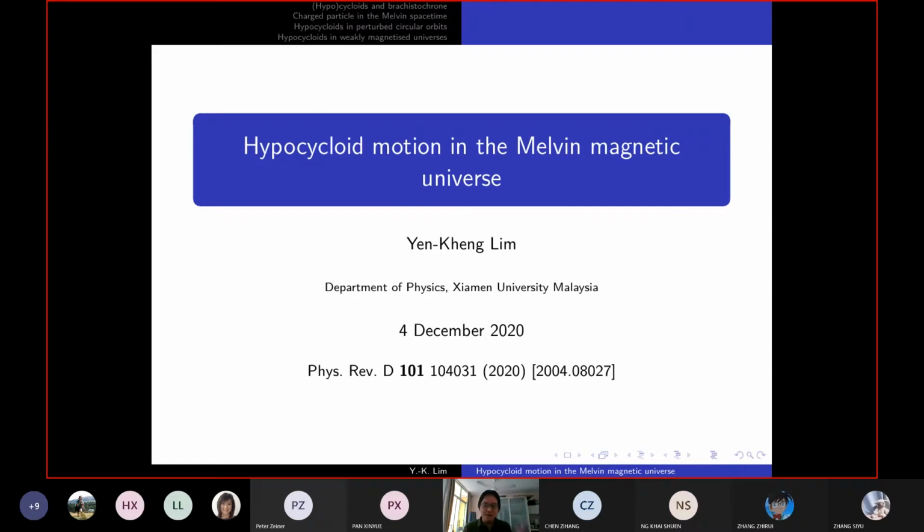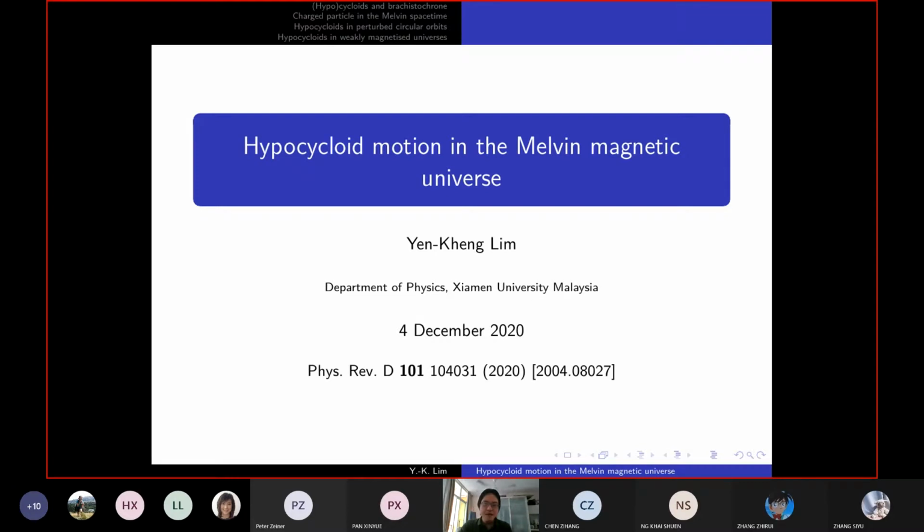I was following a mathematician, John Baez, on Twitter, and one day he was talking about hypocycloids and showing the graphs and pictures. When I looked at the picture, it reminded me of something I've seen before. About 5 years ago, I was working on the Melvin magnetic universe, and the pictures I got out of that look very similar to hypocycloids. So I was wondering whether those objects are exactly the same thing or it is just a visual coincidence, right? It is something that you have to calculate and show exactly. And so I did that, and here I am to tell you about it today.